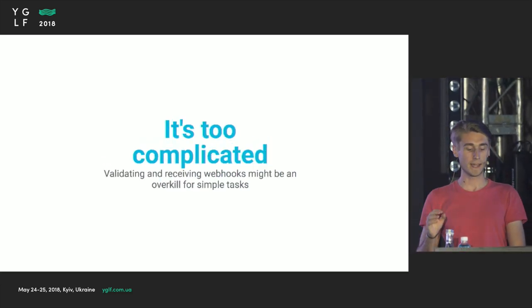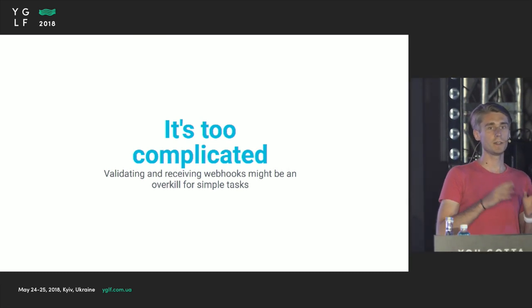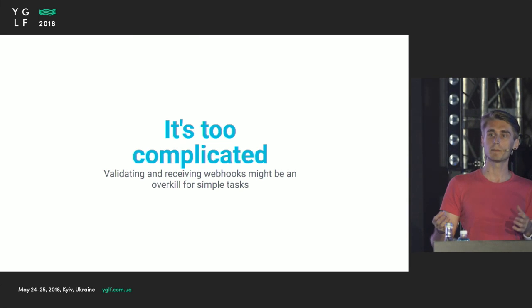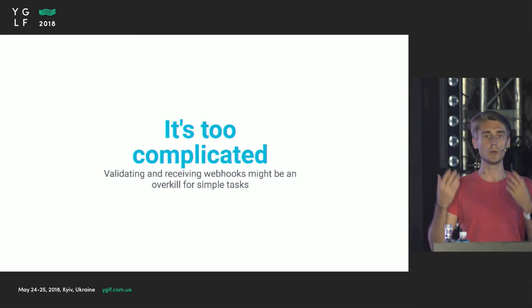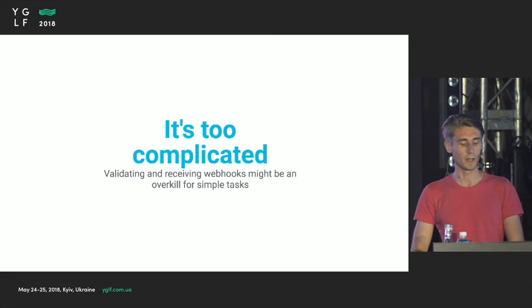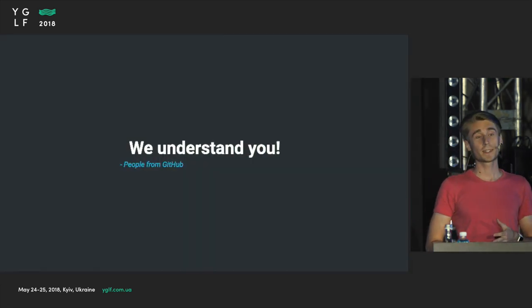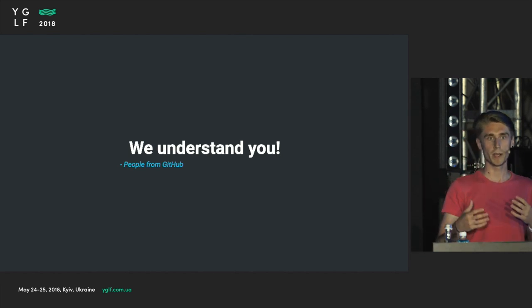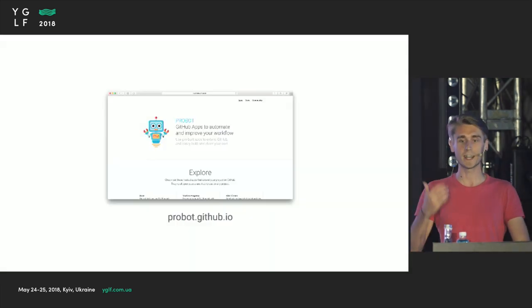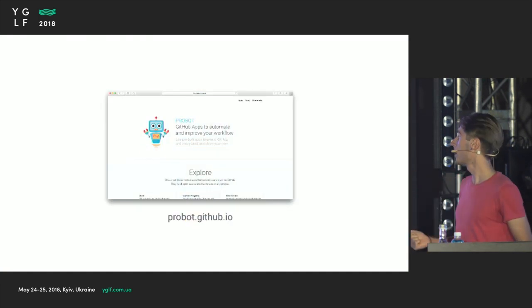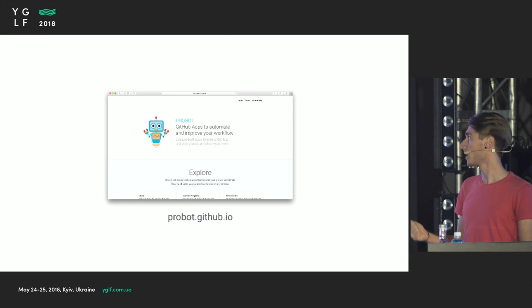However, it's too complicated. Validating and receiving webhooks might be overkill if you want, for example, to build a simple application that will greet new contributors to your repository. And people from GitHub understood this problem, and they want to simplify the process of creating new robots. So they built a nice framework with such a nice logo, and you can check it out on probot.github.io.